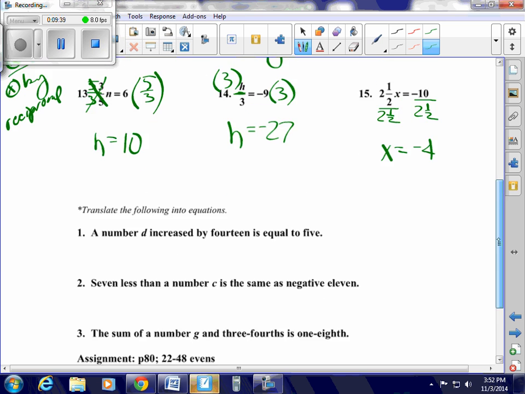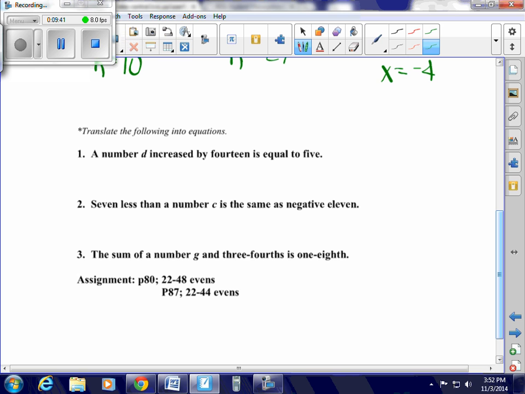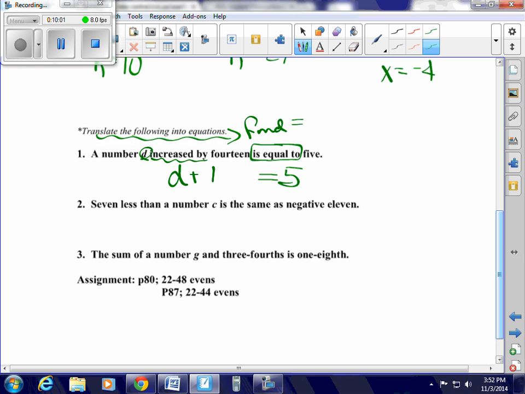Translate the following into equations. First thing you want to do when you're translating into an equation is find the equal sign. And here it is. This phrase right here, is equal to, means the equal sign, obviously, right? So something's equal to 5. Well, we have a number d. Increased by means plus, so d plus 14 equals 5. If you are going to solve this, we need to have minus 14 on both sides, and d would equal negative 9.